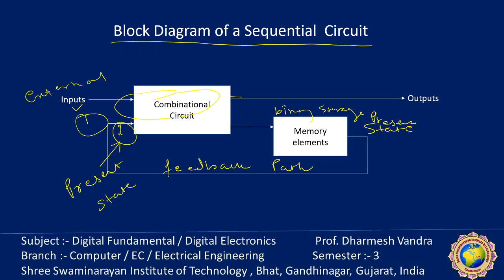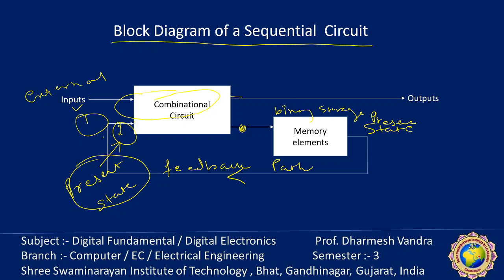So there are two types of inputs to the combinational circuit: one, the external input, and second, the present state. Whatever the output of the combinational circuit is given through the feedback path to the input of this combinational circuit. This determines the condition for changing the state in a memory element. It depends on the external input as well as the present state, and it is called the next state.